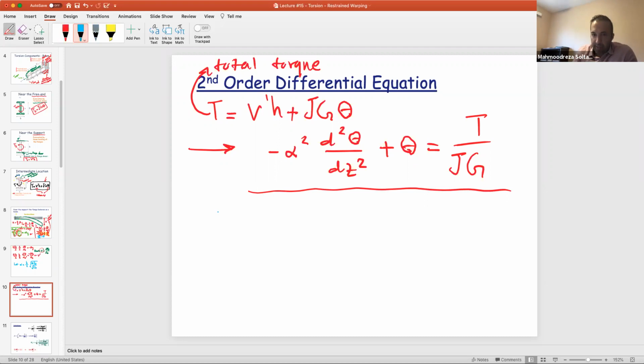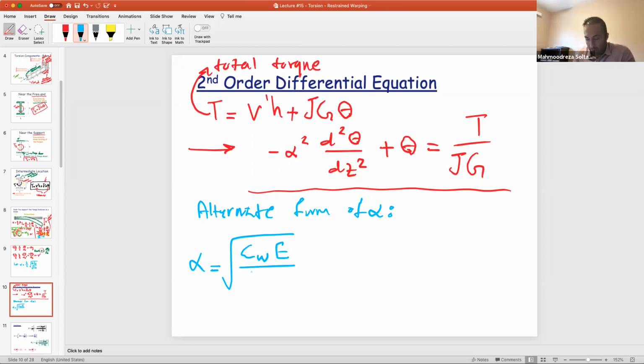Quickly, let me tell you something: sometimes in AISC, which is a steel code, you would see an alternate form of alpha. So alpha can be expressed with this expression, the square root of Cw E over GJ, right? So this is the AISC warping constant, which is Cw. I'm going to write it for you: the constant for an I section.